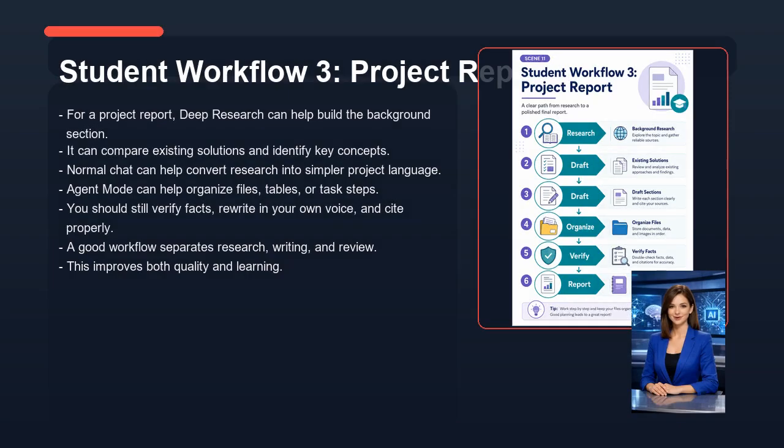Now let's look at student workflow 3, project report. For a project report, deep research can help build the background section. It can compare existing solutions and identify key concepts. Normal chat can help convert research into simpler project language. Agent mode can help organize files, tables, or task steps. You should still verify facts, rewrite in your own voice, and cite properly. A good workflow separates research, writing, and review. This improves both quality and learning.